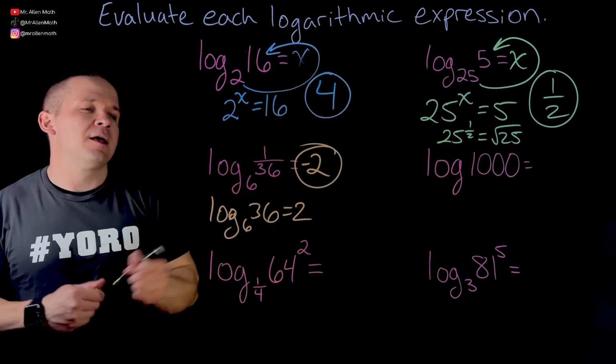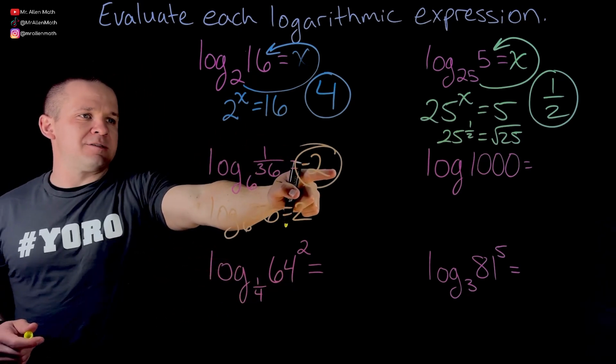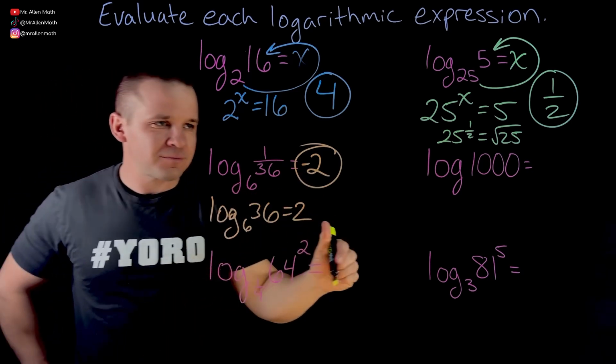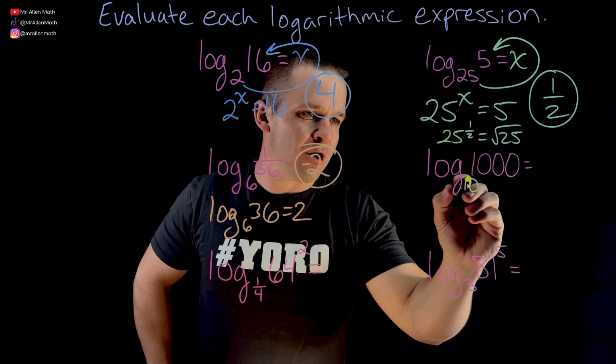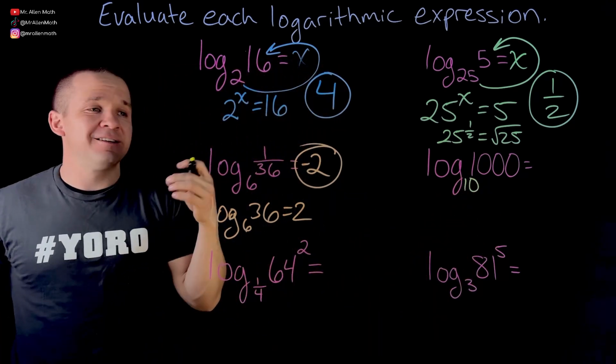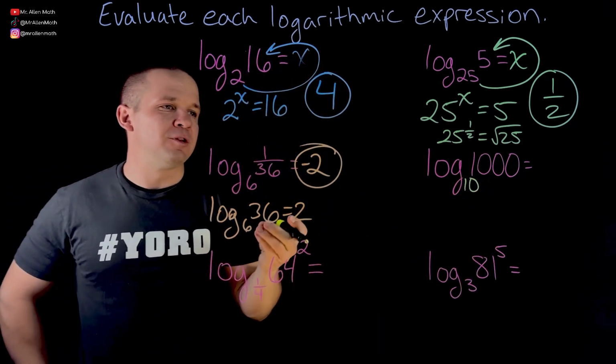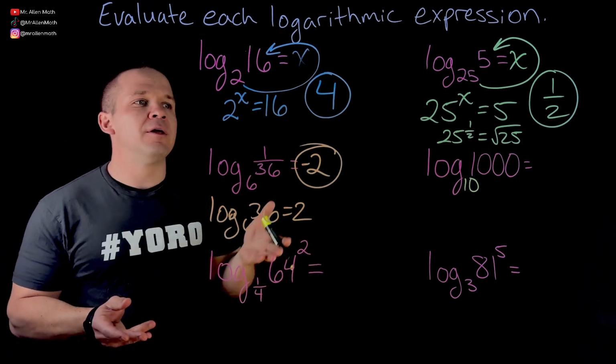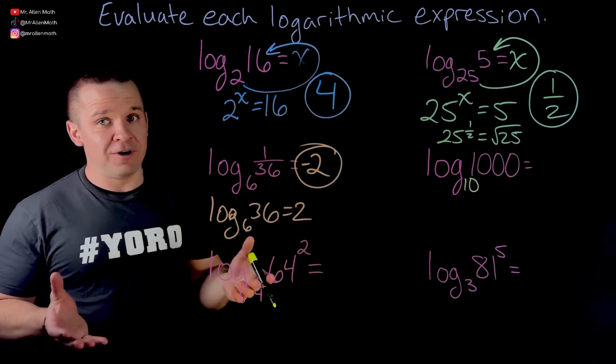Okay. Where is the base in this one here? I have log of 1,000. Hold up. Common logarithm. If there's no base, it is base 10. Okay? So we have log base 10 of 1,000. So now we can think 10 to what power gives me 1,000. And if you got to count with your fingers, that's okay.